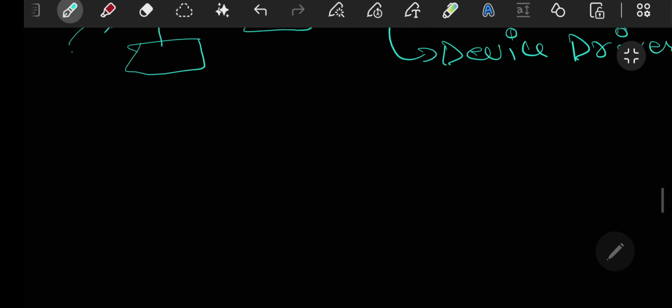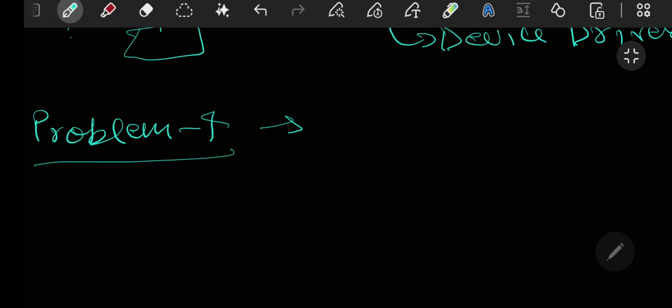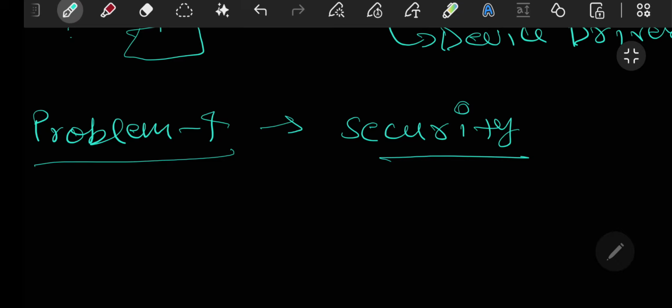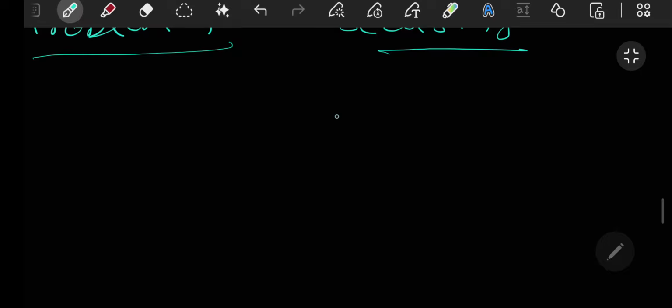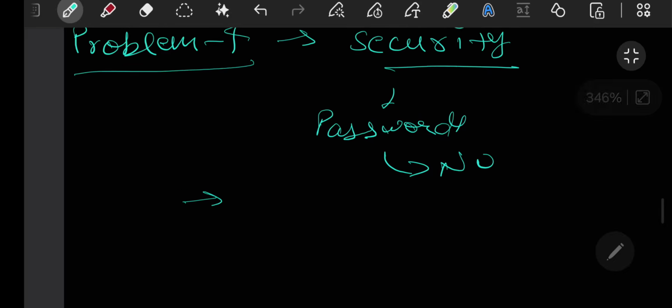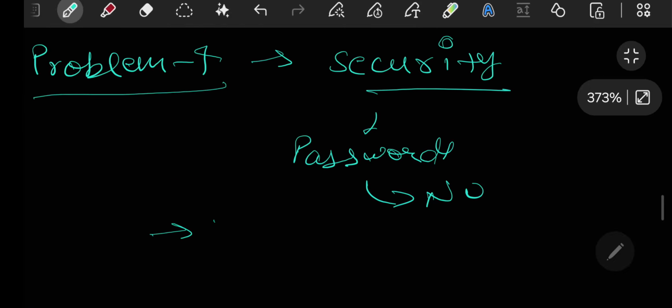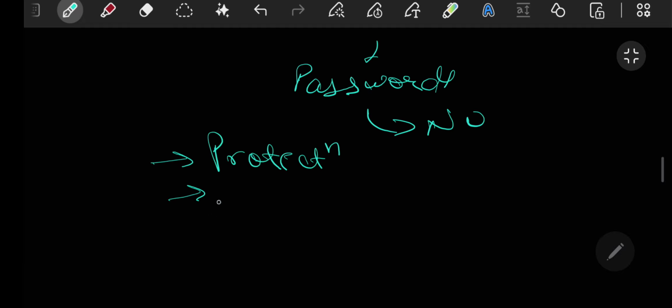Another problem that we are going to discuss in this subject is security. If we put a program in our operating system, or in a computer, can any program access our passwords? The answer is no. So we are going to discuss how we are going to do this. We are going to discuss protection and user kernel mode.